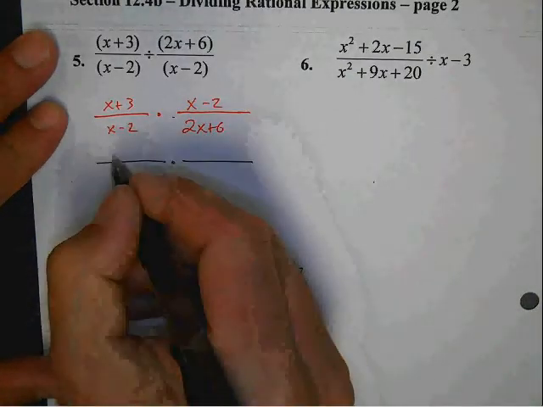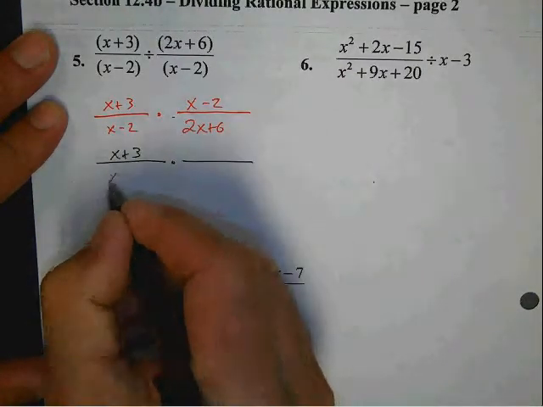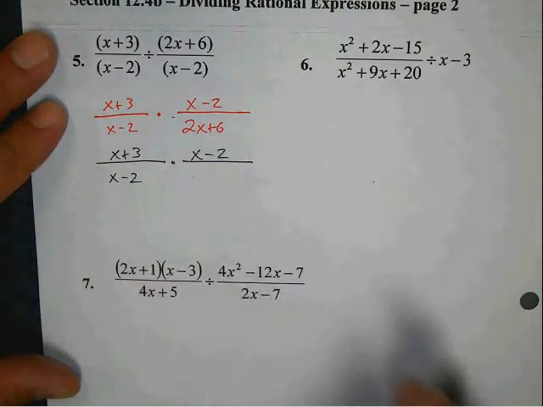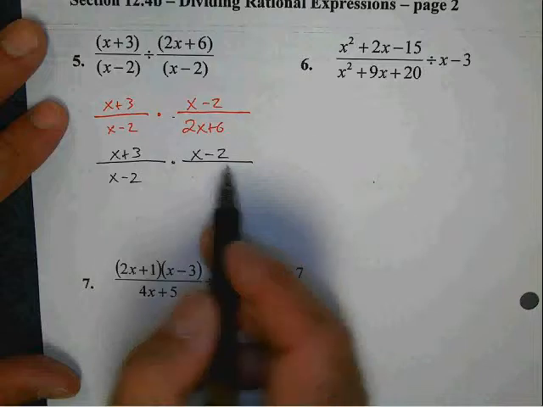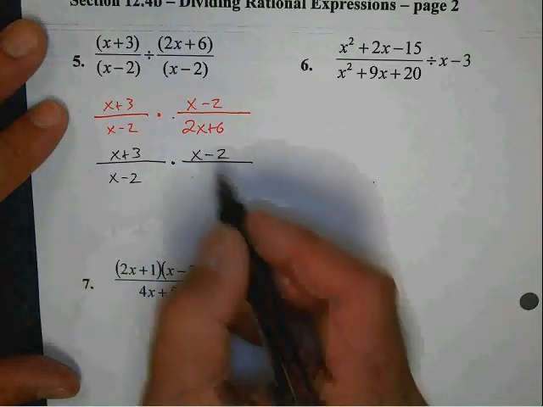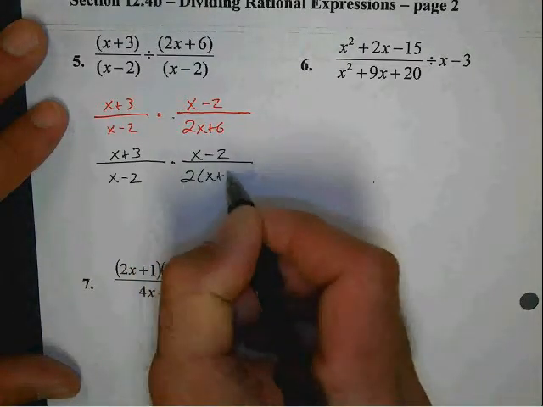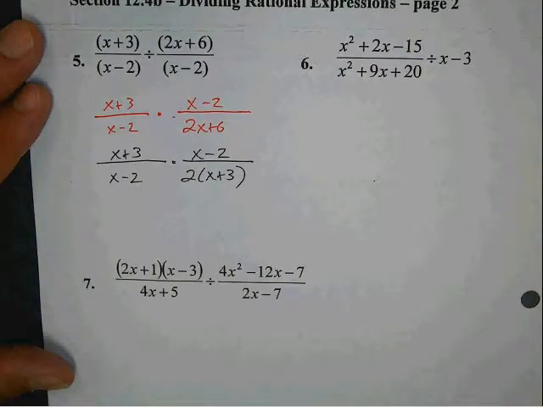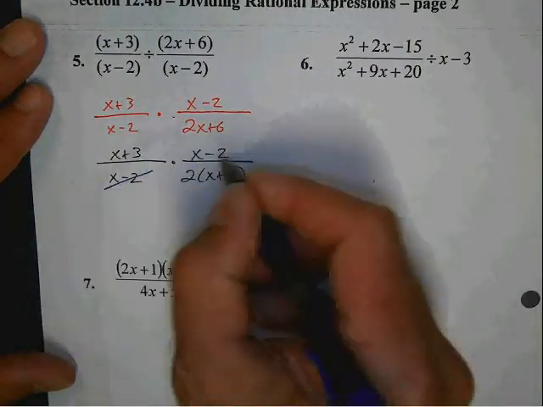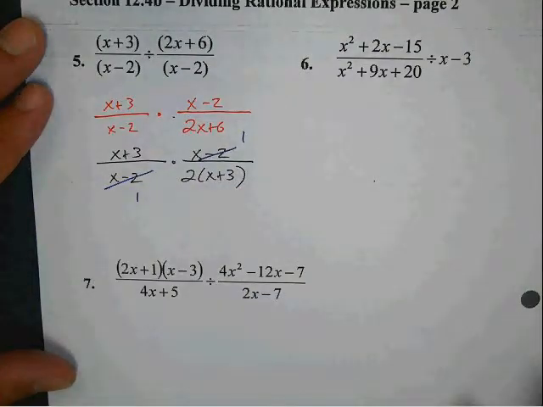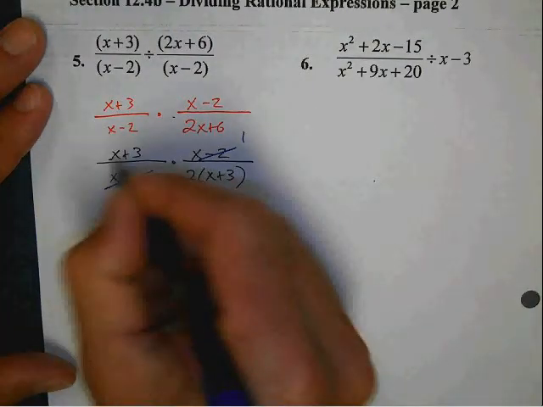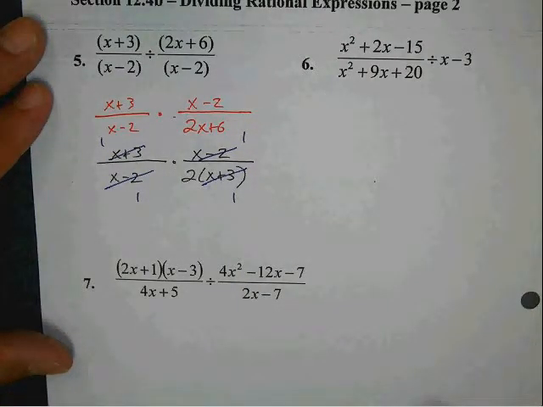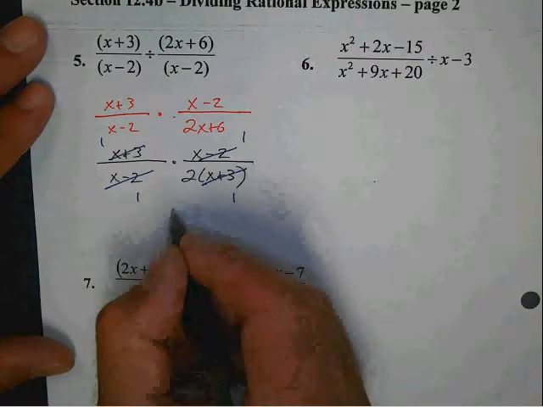The x plus 3 doesn't factor, the x minus 2 doesn't, the x minus 2 doesn't, but the bottom obviously does. Haley, how's this bottom factor? 2x plus 3. Okay, 2 times x plus 3. Now do whatever canceling you can. The x minus 2's cancel to 1's. The x plus 3's cancel to 1's. So in this case, I have just 1/2.